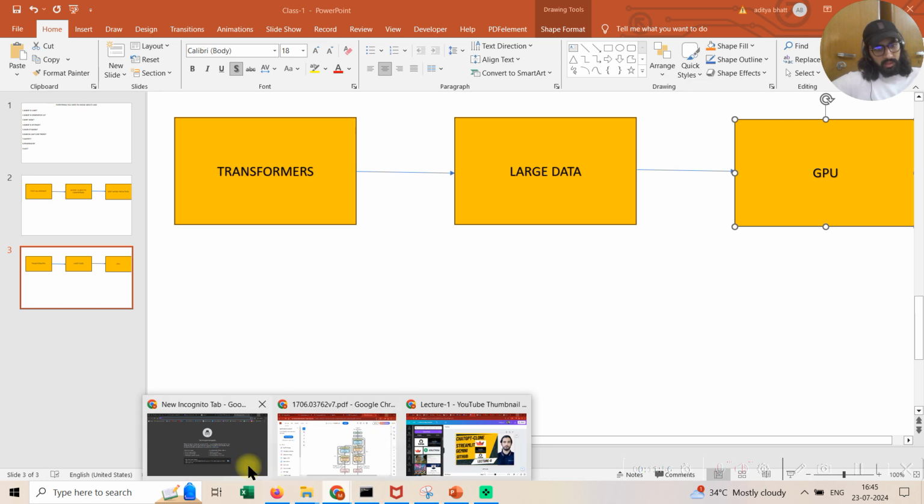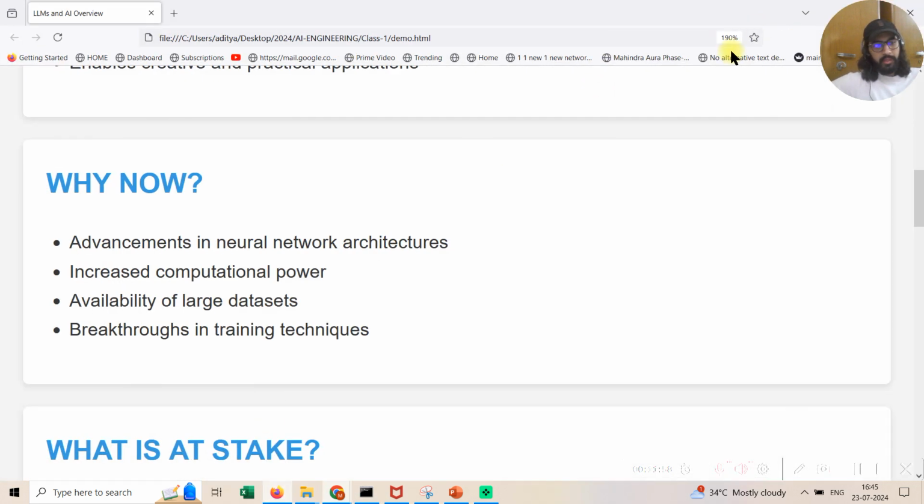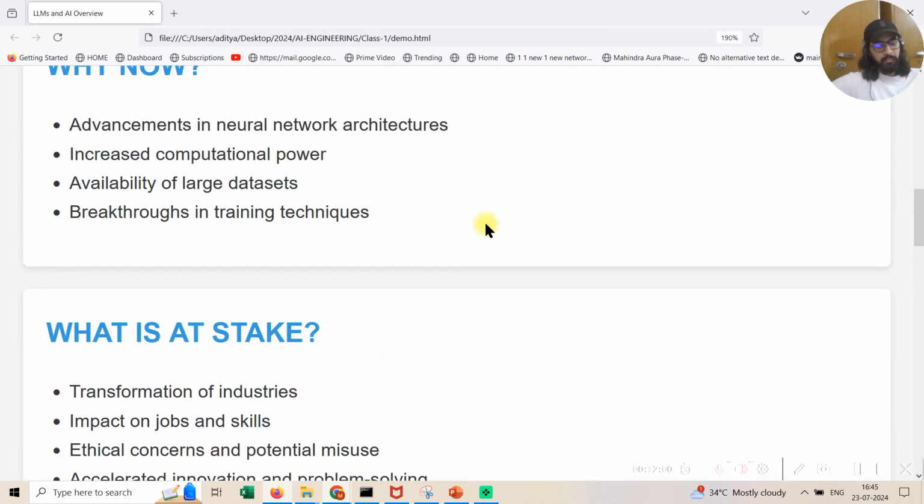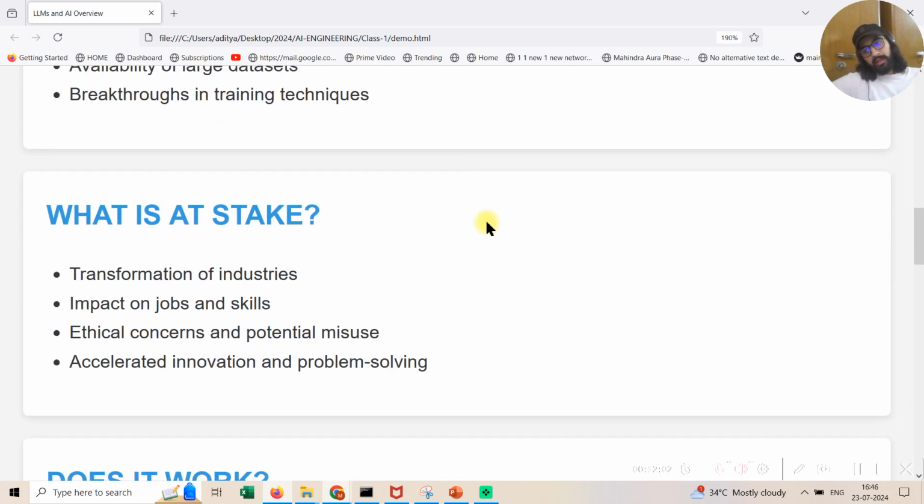So what's next in our basic summary? What is at stake? Now the thing is, what is at stake, guys? You need to understand why I am even creating this course. I wanted to share that the stake is very high. I guess this is the right time for every one of you to understand that what we are building is going to be super serious.